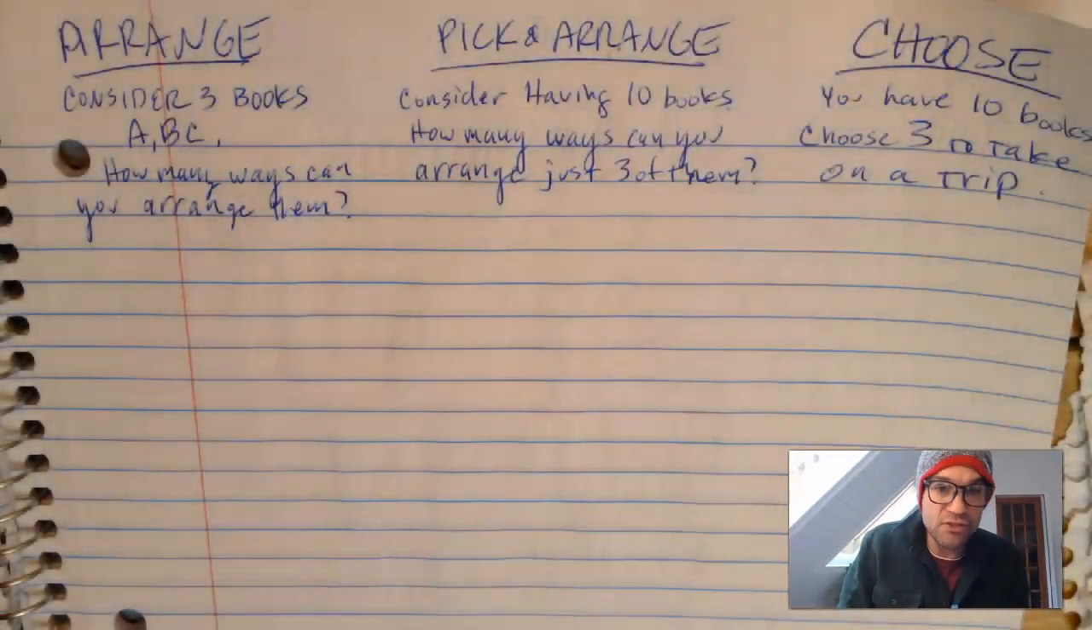One, you have 3 books. How many ways can you arrange them on a shelf? The second thing is, if you had 10 books, how many ways can you grab 3 and arrange them on a shelf? And the third is, you have 10 books. How many ways can you just choose 3 to take with you on a trip? Meaning not arrange them. We're going to consider those 3 different situations.